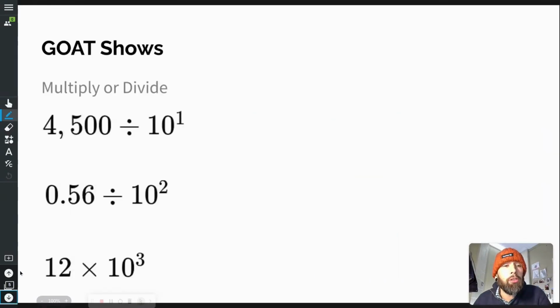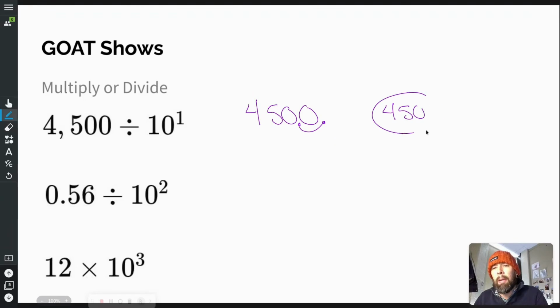Easy peasy lemon squeezy. Let's do it again. So we have 4,500. We're dividing by 10 to the first, so my decimal goes there. 10 to the first means we go left just one. Put a new decimal there. 450.0, I don't need that 0.0, so 450. Okay?